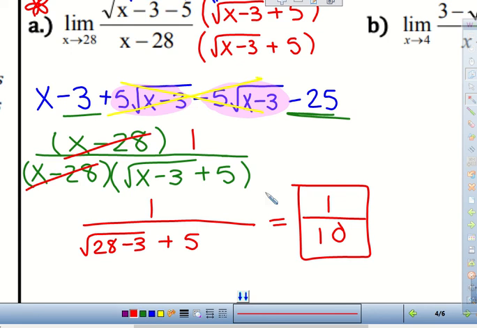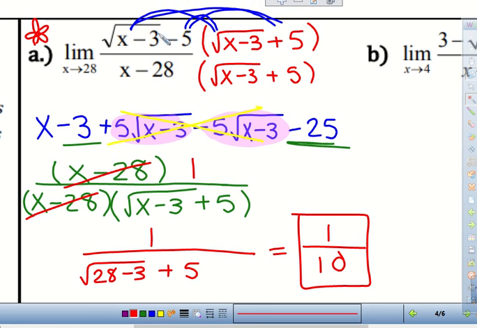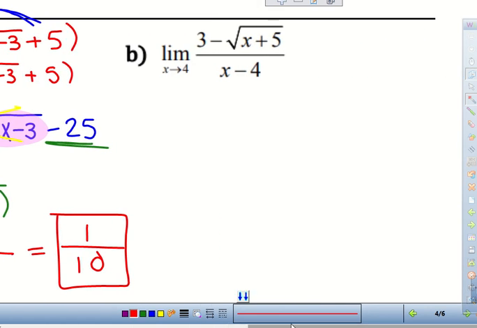You just have to know how to get started. So people were asking me last period, how do I know when I have to use the conjugate method? A good indicator is that you have a square root. You have a binomial with a square root. All right, next one. What do you think we're going to multiply the top and bottom by here?